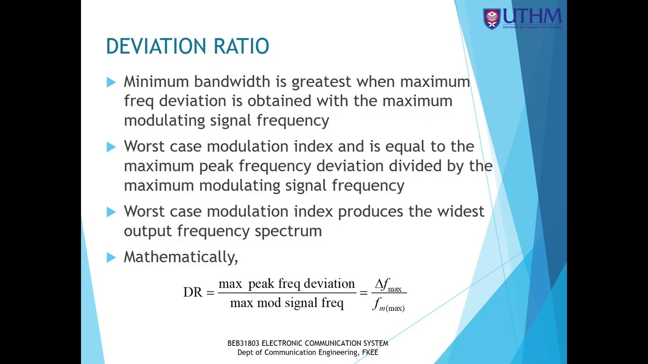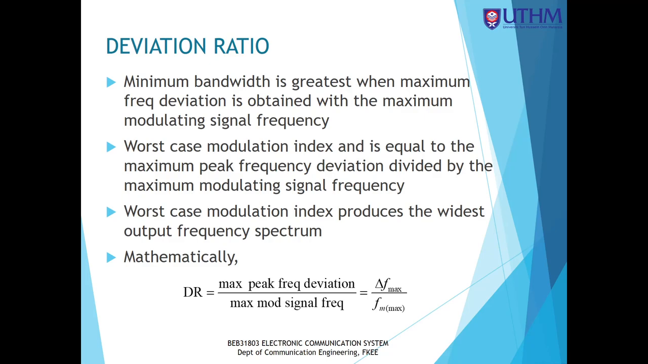Okay, dia adalah nilai modulation index yang menghasilkan nilai bandwidth yang terbesar. Okay, the widest, the worst case modulation. This is the highest modulation index that produced the widest bandwidth. Okay, dia adalah ditakrifkan sebagai modulation index yang terbesar yang menghasilkan nilai bandwidth yang paling besar. So deviation ratio is equal to delta F maximum, the largest delta F, divided by the highest modulating signal frequency. So delta F max divided by FM max.